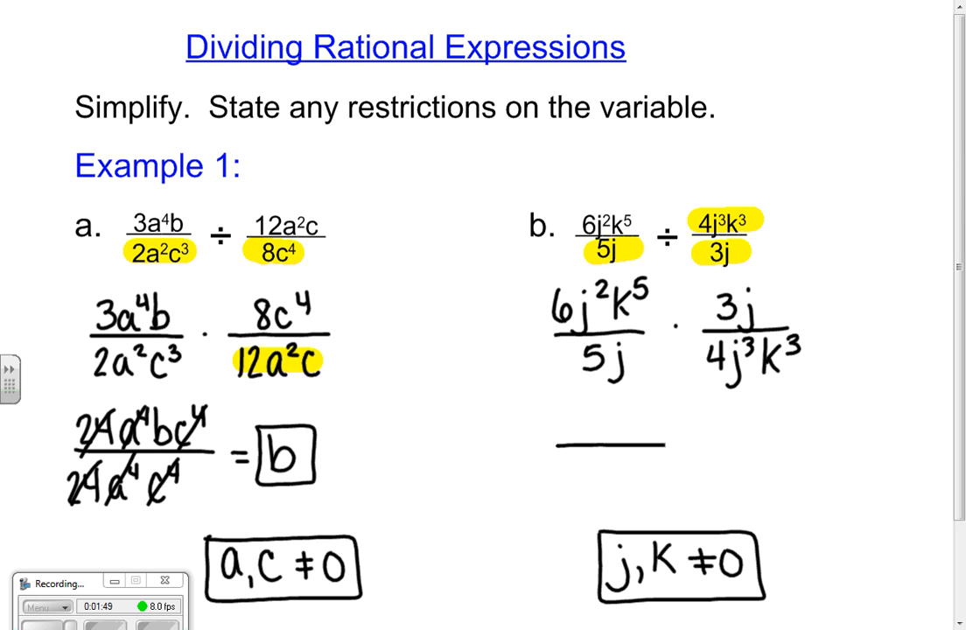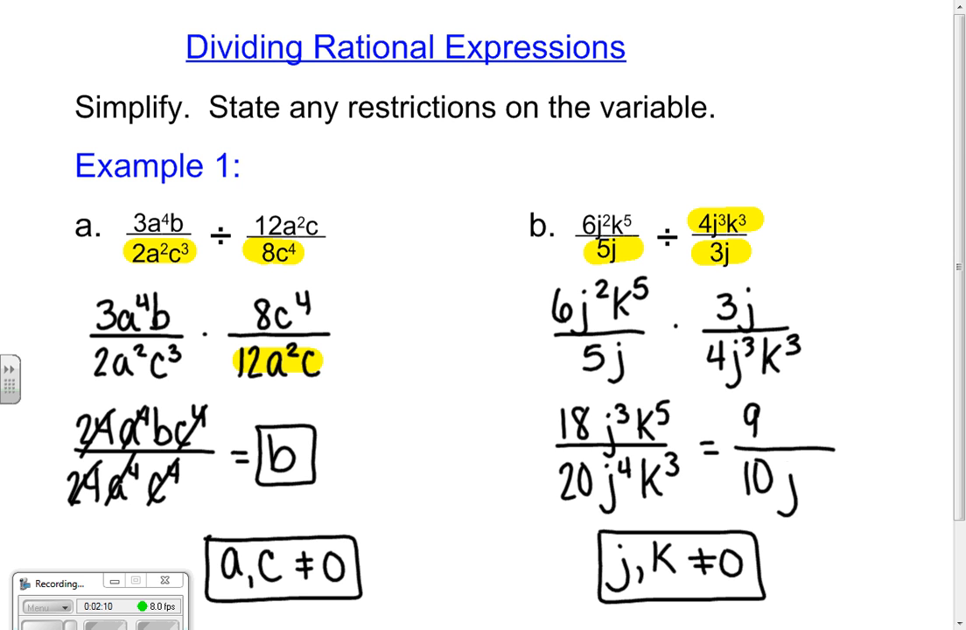I'm going to multiply across the top. 6 times 3 is 18. I get a j cubed and a k to the fifth. On the bottom, 5 times 4 is 20. I get a j to the fourth and a k cubed. So if you reduce, 18 over 20 reduces to 9 over 10. J cubed over j to the fourth is a j on the bottom because it's bottom heavy. And k to the fifth over k cubed is a k squared on the top because it's top heavy.